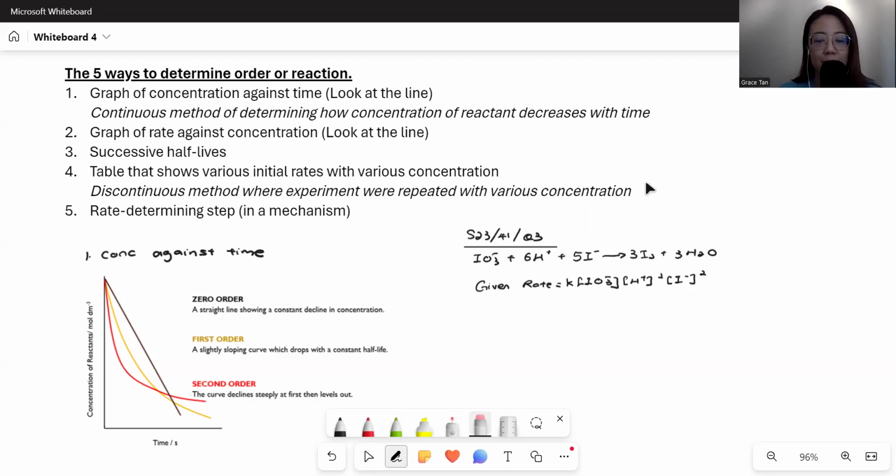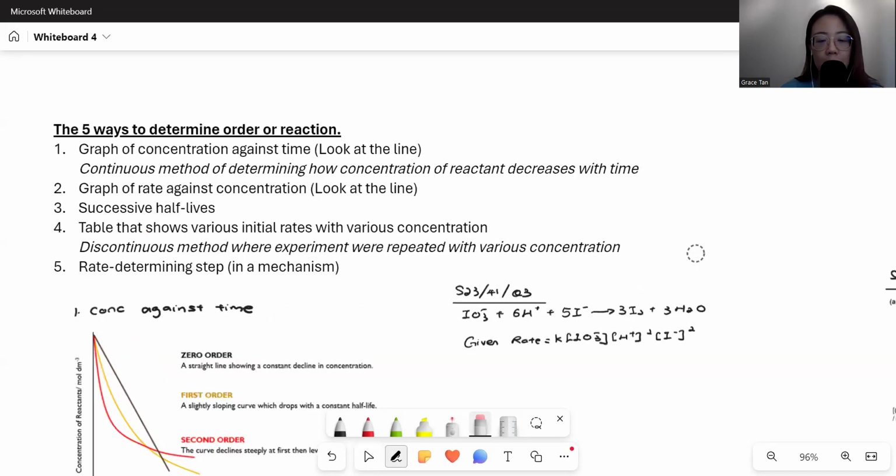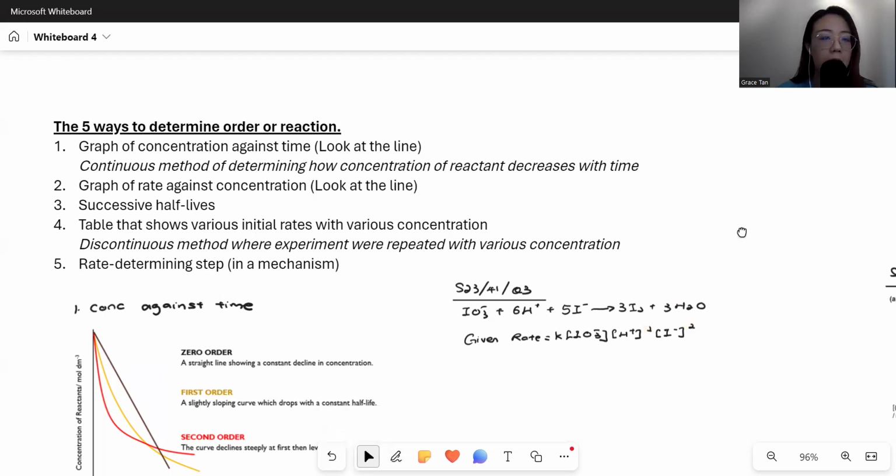All right, so maybe I should do a little bit of annotation here for you to recall. Or maybe you can just look at where I am highlighting now. This is the power. Okay, can you see the yellow highlighter? The power to which a concentration is raised in your rate equation is called the order of reaction. And today we want to know how we calculate or determine the order.